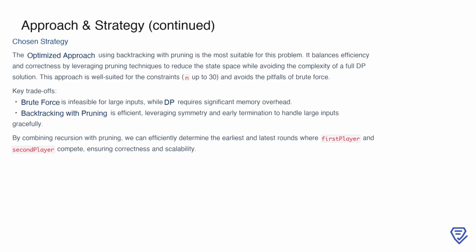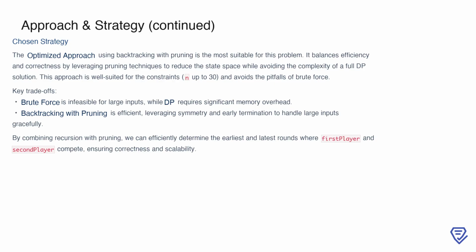It is well suited for handling the problem constraints, particularly when n can go up to 30. The brute force approach, while correct, is computationally infeasible for larger inputs due to its exponential growth in states. On the other hand, the dynamic programming approach, though systematic, introduces significant memory overhead due to the size of the DP table required. Backtracking with pruning offers the best of both worlds.